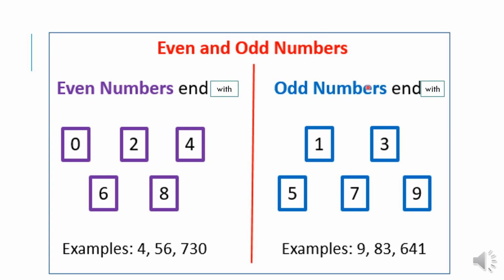Odd numbers are numbers that end with 1, 3, 5, 7, or 9. So, any number that ends with 1, 3, 5, 7, or 9 is called an odd number. For example, 9, it's an odd number. 83, it ends with a 3, so it's an odd number. 641, it ends with a 1, so it's an odd number.